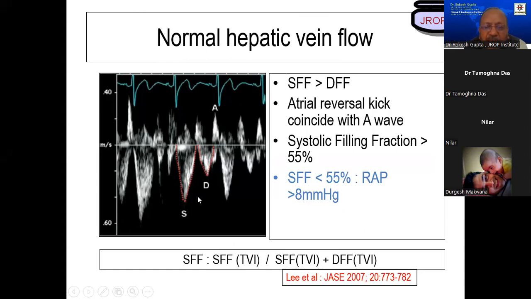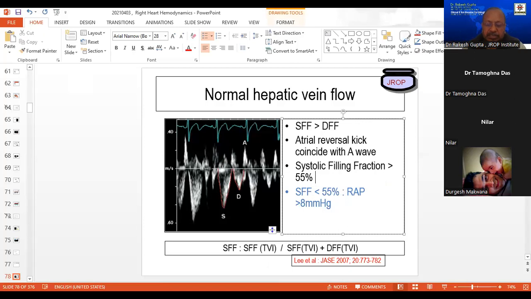With this hepatic venous flow, we can look for the systolic and diastolic flow pattern, and we look at the systolic forward fraction. What is the systolic forward fraction? You take the VTI of the systolic wave and the VTI of the diastolic wave. Systolic forward flow has to be more than diastolic forward flow, which is very clearly seen. It should be more than 55% for normal RA pressures, and if the RA pressures are elevated, it should be less than 55%. So that is how we look at RA pressures by various methods in our day-to-day clinical practice.